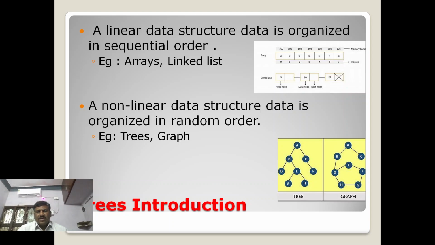When we consider a linear data structure, an example is an array. You can clearly note that in an array, data is stored in a sequential format. For example, A is stored in 1000 and B is stored in 1001, and like that it goes on in a sequential format. Similarly, in a linked list, the data will be stored one after the other, but not in a continuous memory location. So this is called a sequential way of storing data.